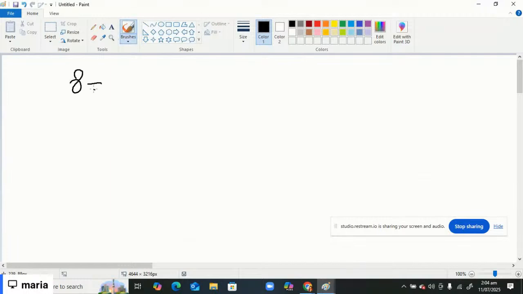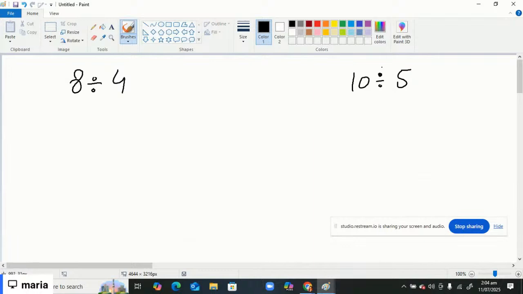So 8 divided by 4. And then let's see another, for example, 10 divided by 5. Okay, now let's do it.